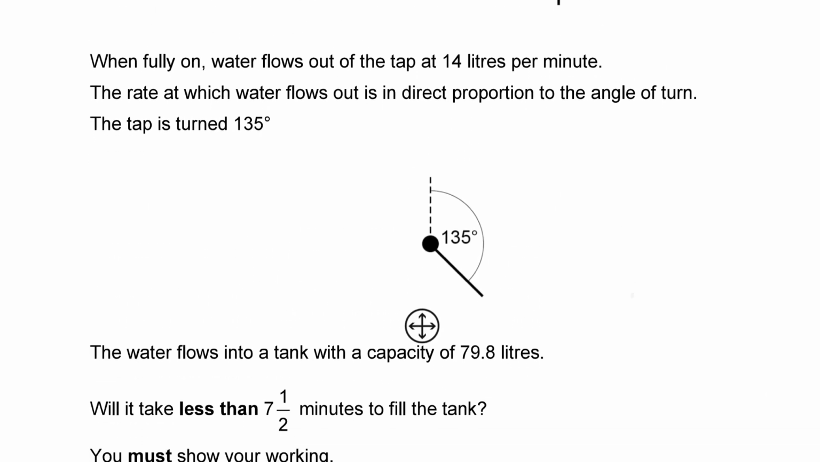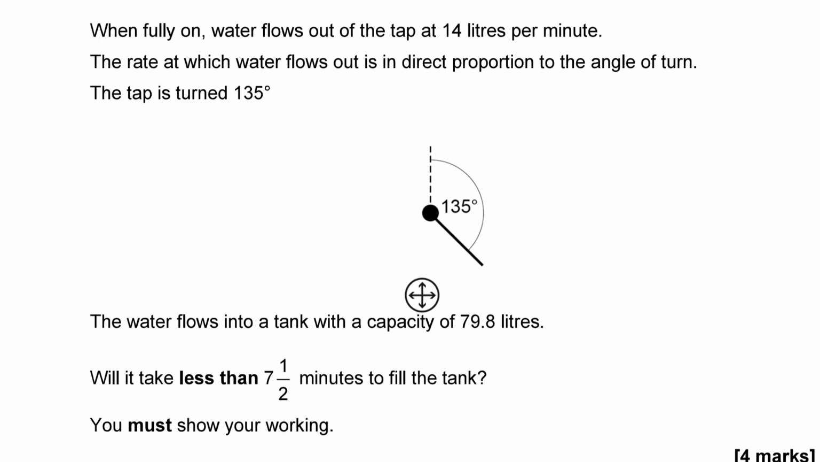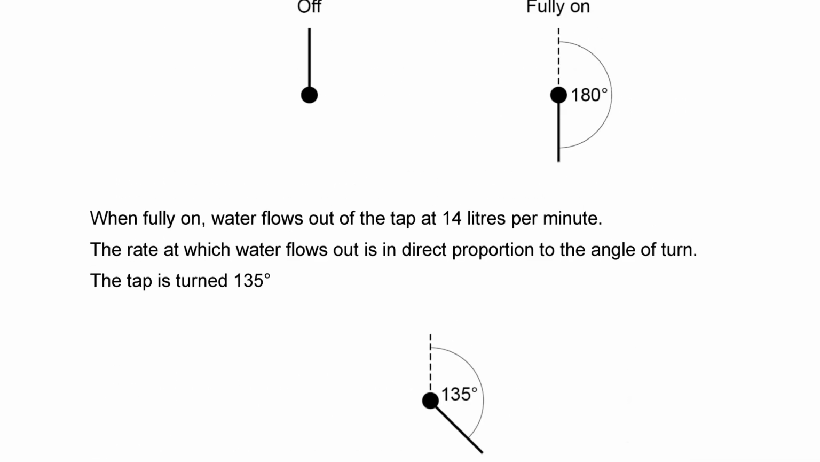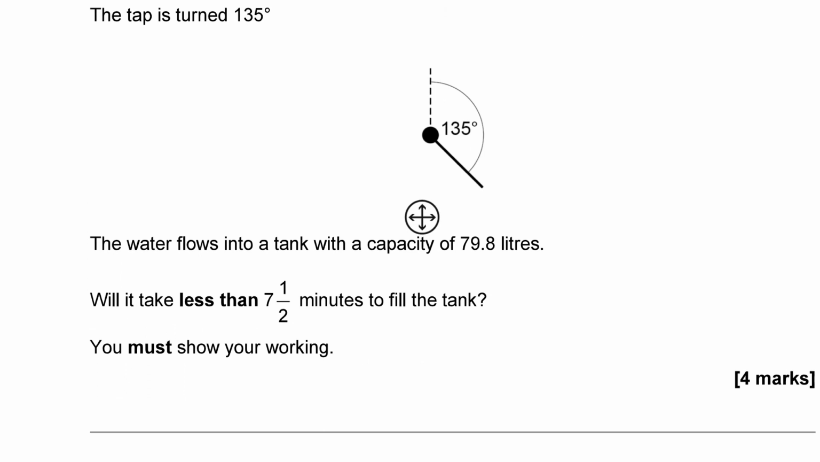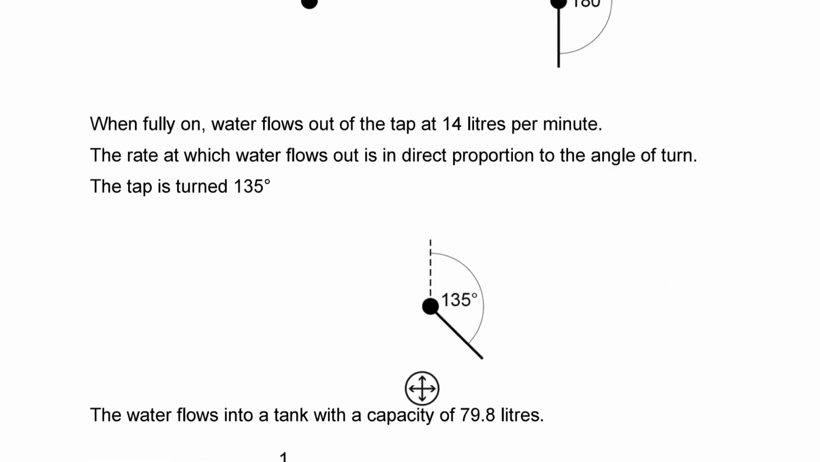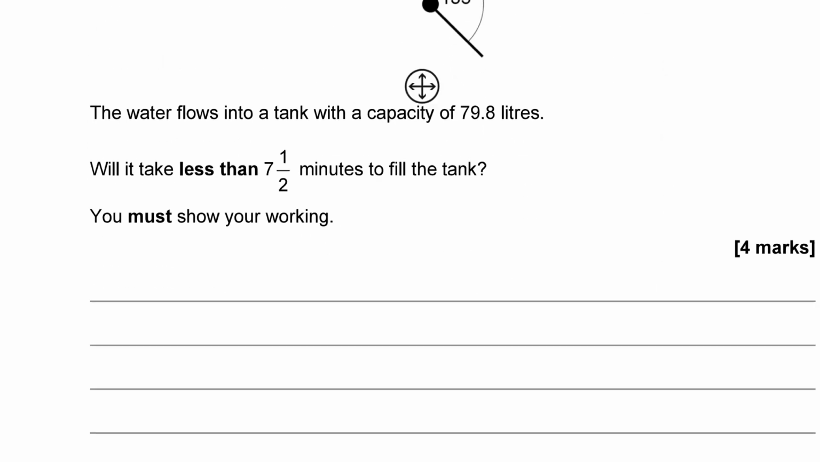Okay, so this is an interesting direct proportion question. We know that the rate of water flow is in direct proportion to the angle of turn. So let's call F the flow, and let's make T be the turn. Okay, so we know then that the flow, F, is proportional to T, the angle of turn. So I'm going to say that F is proportional to T, then I can replace that symbol of proportionality with equals k lots of T, like that. So F equals kT, where k is the constant we need to find.